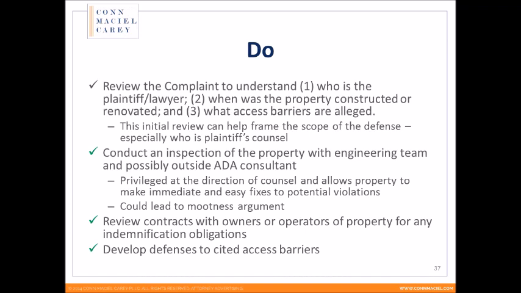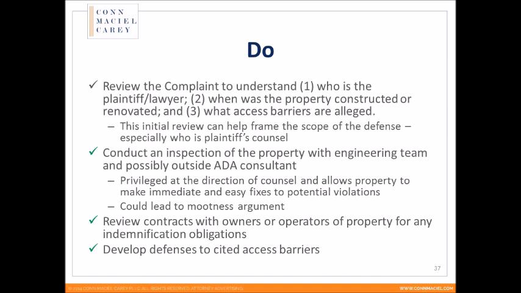So it's good to know before you're too far along what are the potential concerns with the property. You also, very importantly, should review contracts that you may have with owners, operators, lessors, and whether they have any obligation to indemnify you, because you might be able to request that they defend you in the lawsuit or at least pay for your counsel or any adverse outcome in the litigation.